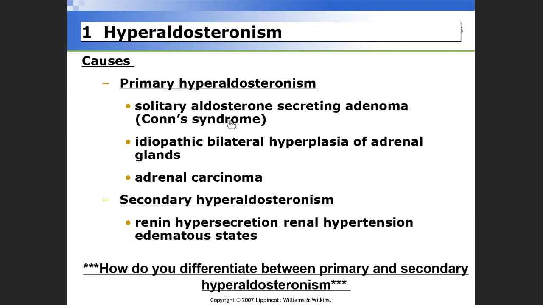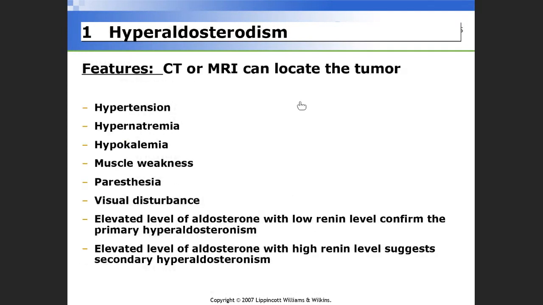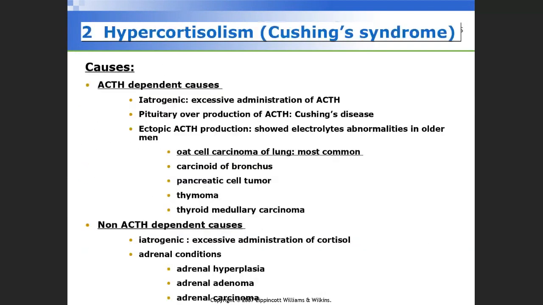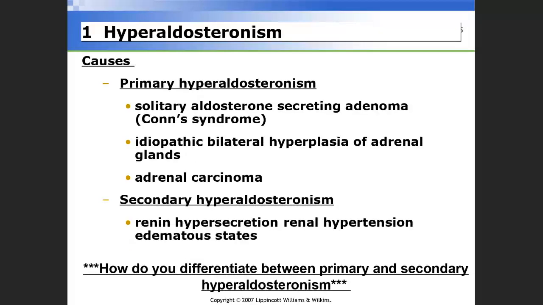In the future, if we ask what Conn syndrome is, that's the straight definition: primary hyperaldosteronism. So how can you differentiate between primary versus secondary hyperaldosteronism? Does anybody know? This case is easy. Just look at the level of renin. Renin is high in one versus renin is low in the other.